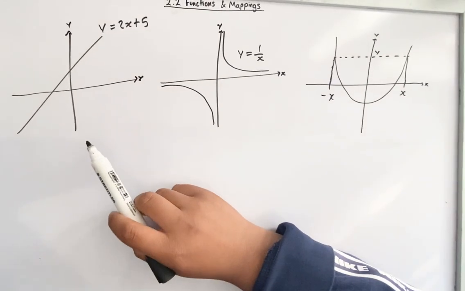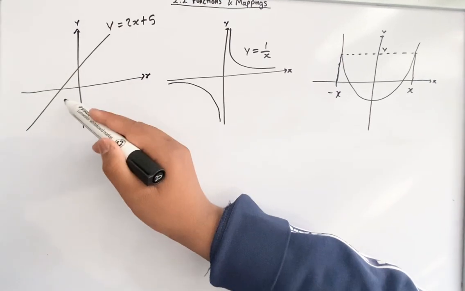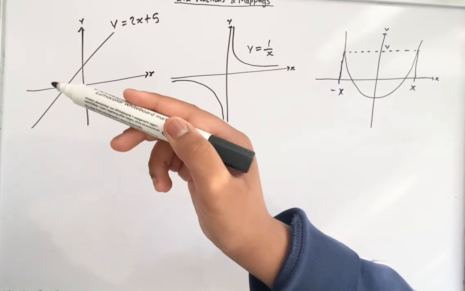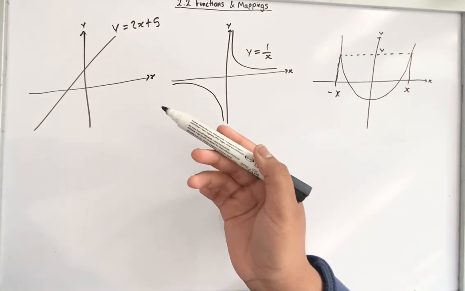For this first one, y equals 2x plus 5. Every input goes to one output. So the function is one-to-one, the mapping is one-to-one, and it is a function.